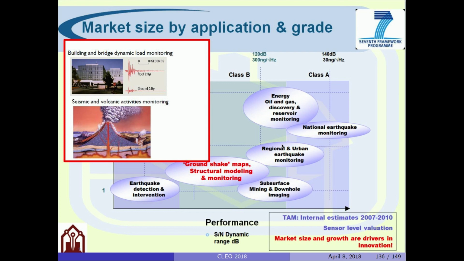Other examples are, as I said, ground shape maps or earthquake detection and intervention. But again, the two critical figures of merit here are dynamic range and then also the actual sensitivity limits.